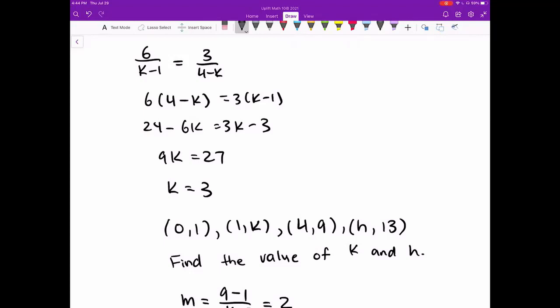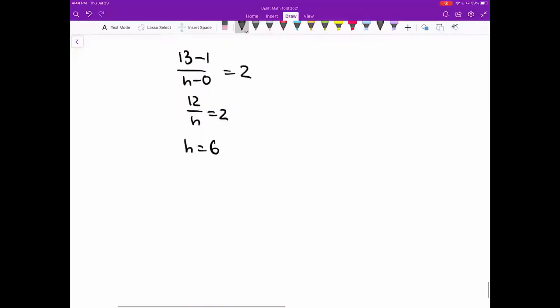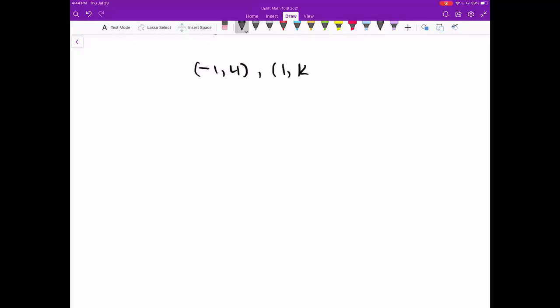Okay. Should we do another example for them to do? Yeah, just a simpler one. Okay, we can do (-1, 4), (1, k), and (2, -1). Those points are collinear, and try to find what the value of k is.